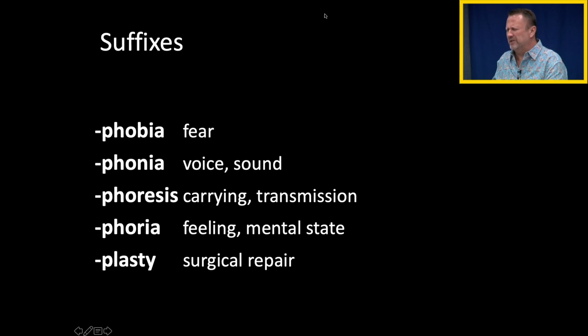Going back up to pheresis, you'll hear about electrophoresis, and electrophoresis is a way that we can separate molecules by the way they move across a plate. When we fix something, we'll call it plasty. And so when they repair a joint, we'll call that surgical repair arthroplasty, repairing it in some way.